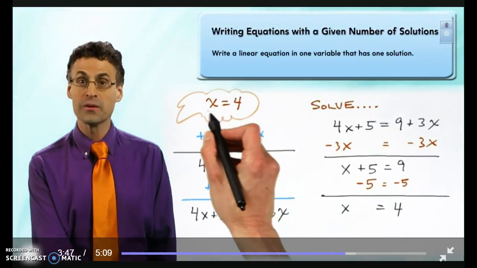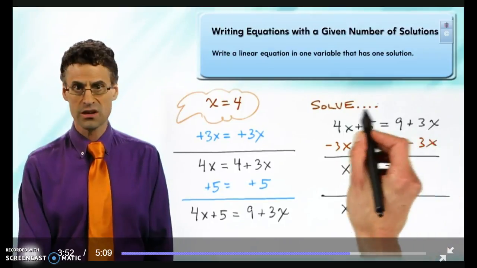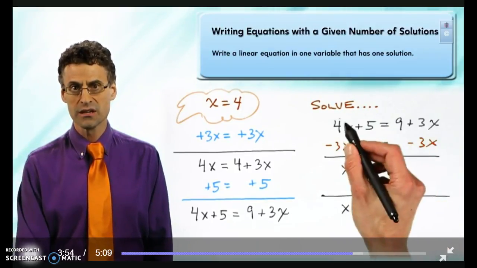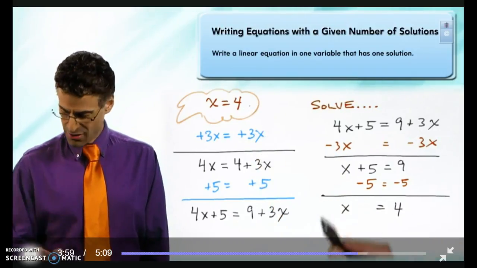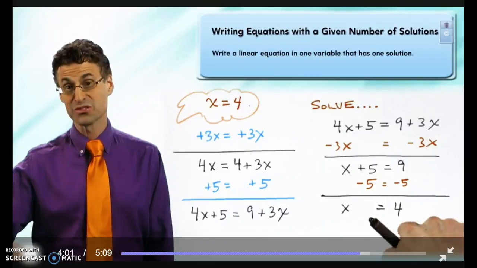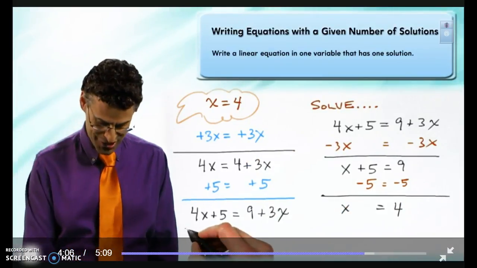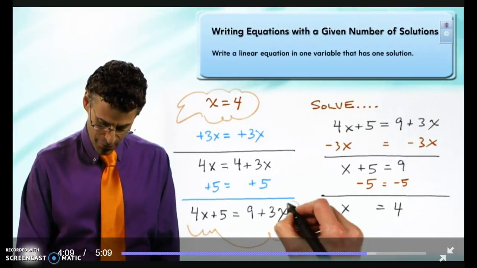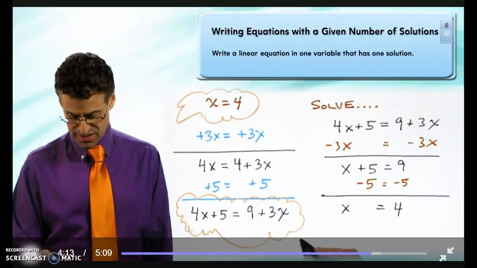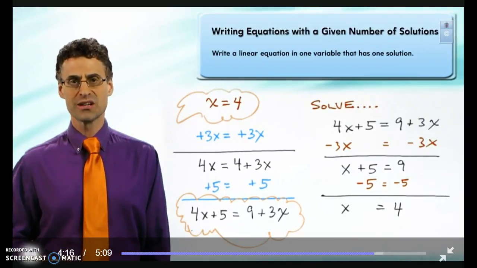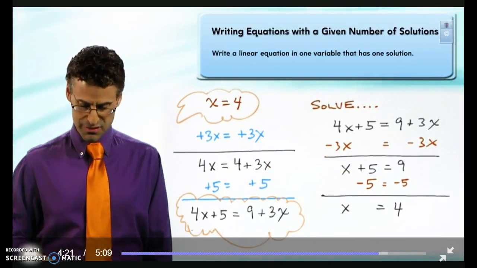Well, notice that's the original thing that we started with. So in fact, this is a linear equation. There's no squares or anything like that. It's a linear equation whose solution is exactly the number that we wanted to have as a solution. So the answer to the question is not x equals 4. That's where we started. This is one of those fun questions where the answer is actually the question. The answer is, what is 4x plus 5 equals 9 plus 3x? That's the answer to the question. What's a linear equation in one variable that has one solution, x equals 4?